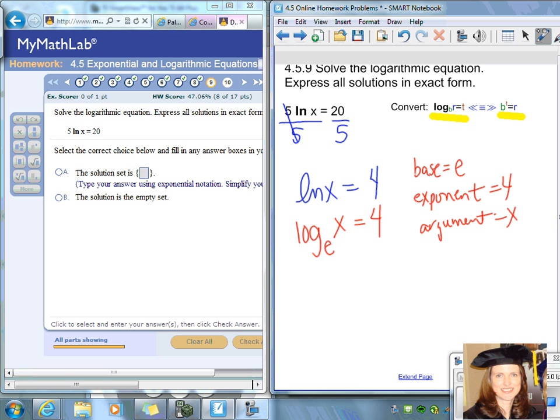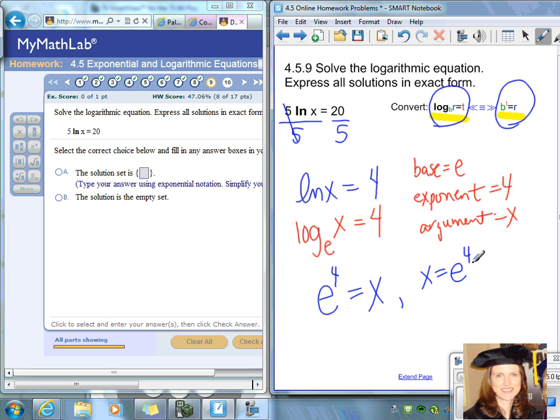So rearrange the terms to get e to the 4th power equals x. Again, we're taking this logarithmic equation and converting it to exponential form. Now we have x by itself. We can use a calculator to evaluate x, which is equal to e to the fourth.